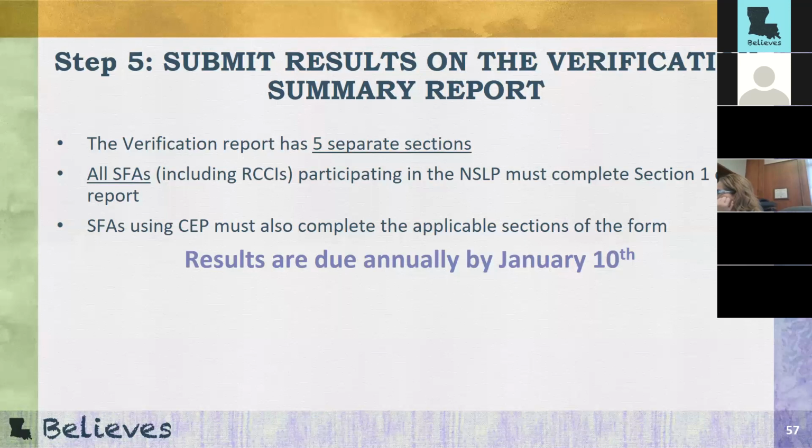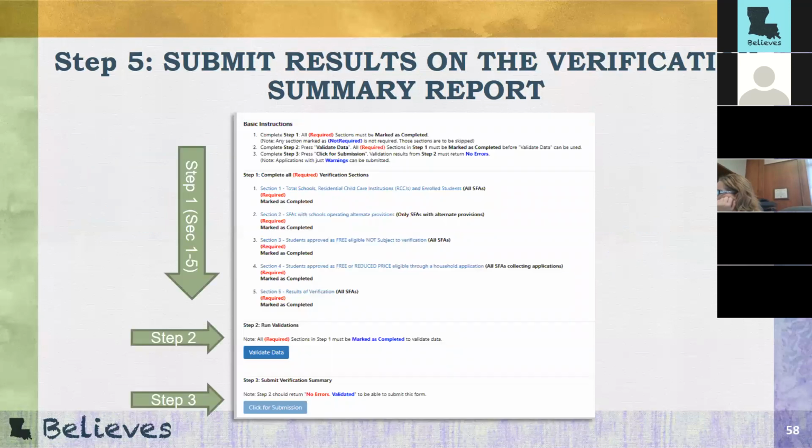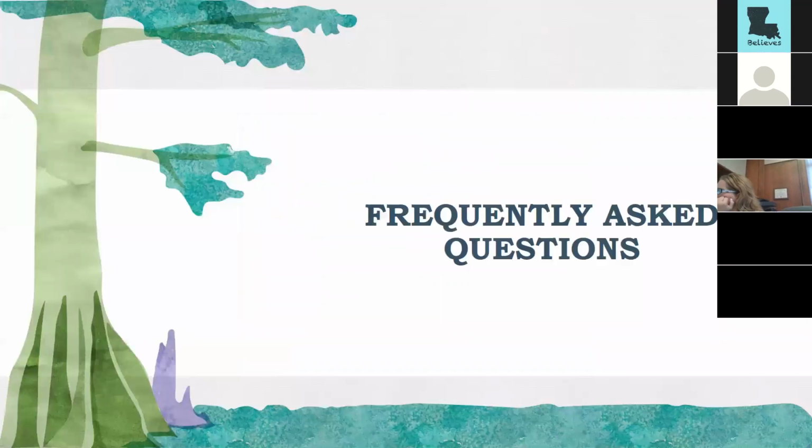In addition, schools utilizing the Community Eligibility Provision, or CEP, must complete applicable portions of the form as well. Results are due annually by January 10th. This is a screenshot of the verification summary form that is on the CMP website. We will cover this form in more detail in the upcoming verification summary form training.